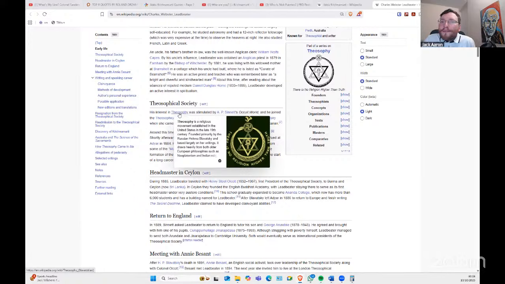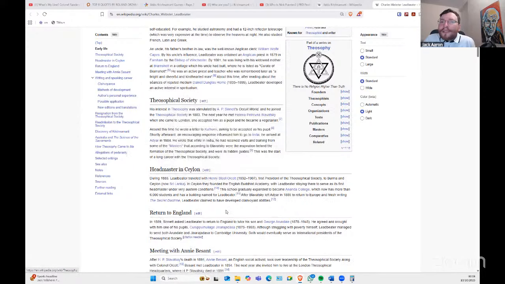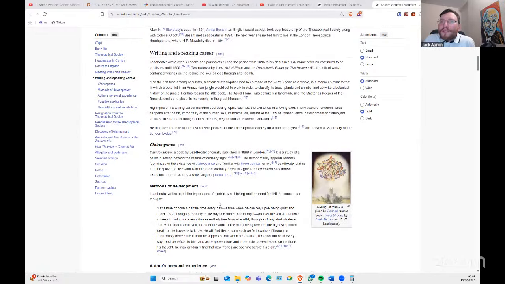What is theosophy anyway? The movement, primarily by the Russian Helena Blavatsky, largely her writings. It's actually not Hindu in origin. Interesting.